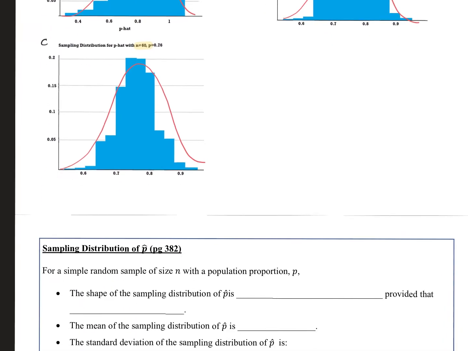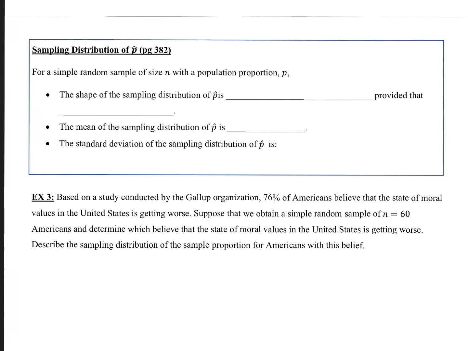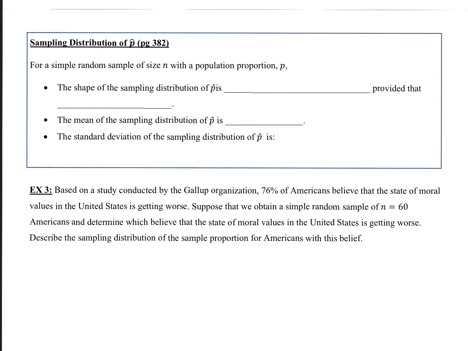Now the proof for this is not something we cover in this class. This would be something later on in a math journey if you want to go through that. But we're going to go ahead with that concept that the greater the sample size gets, the better our graph will start looking like the normal curve. So the sampling distribution of p hat: for a simple random sample of size n with a population proportion p, the shape of the sampling distribution of p hat is approximately normal.